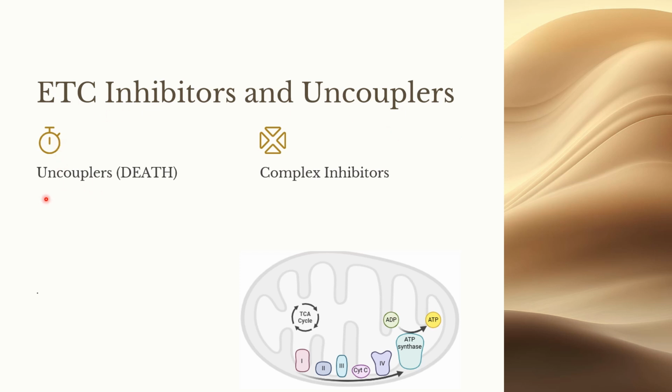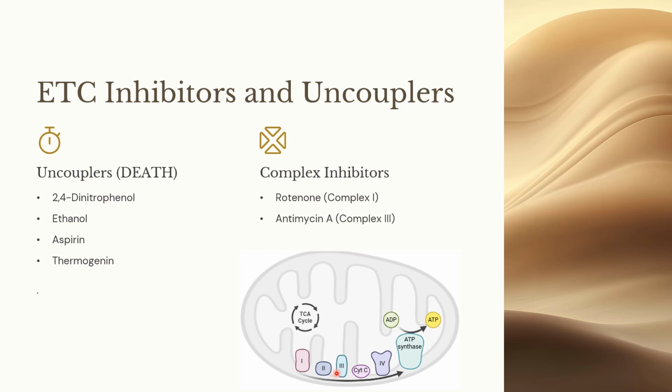So what are the uncouplers? The clue is DEATH. D for dinitrophenol, E for ethanol, A for aspirin, and TH for thermogenin. There are also some complex inhibitors. What are the complexes? Complex 1, complex 2, complex 3 and complex 4, isn't it? So the complex 1 inhibitor is rotenone, complex 3 inhibitor is antimycin, and complex 4 inhibitor is carbon monoxide.